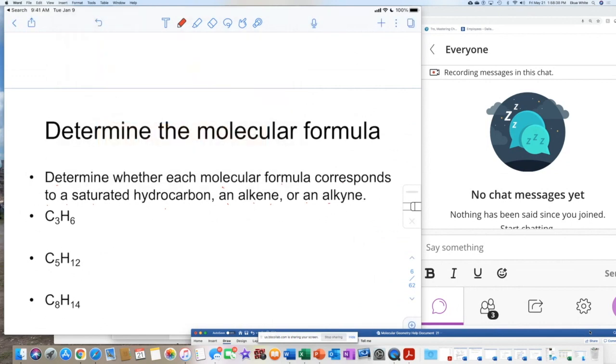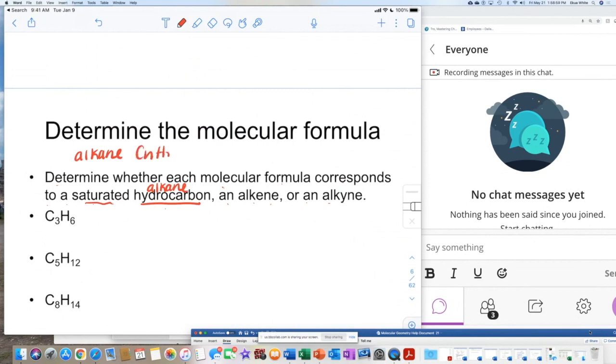Chemists like to remix words. So I tell people you have to know more than one way of describing something. They could have said here, alkane, right? They didn't. They said saturated hydrocarbon. Remember, alkane is the one that has the most number of hydrogens. So they're asking, is it an alkane?